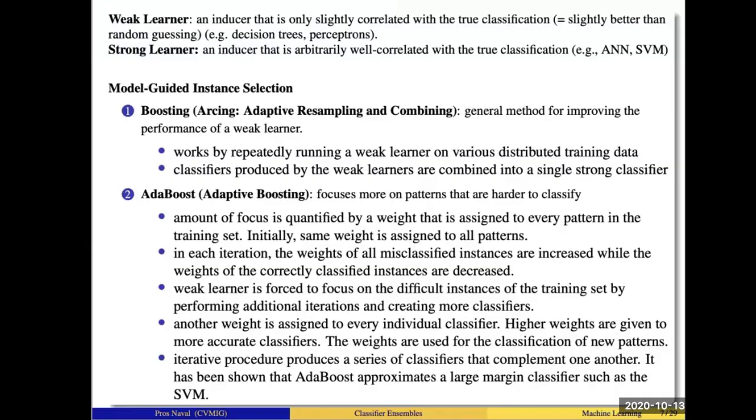A strong learner, on the other hand, is an inducer that is arbitrarily well correlated with true classifications, meaning very high accuracy. Examples of that would be your ANN, artificial neural networks, or the SVM. So for one class of classifiers, we need a weak learner.